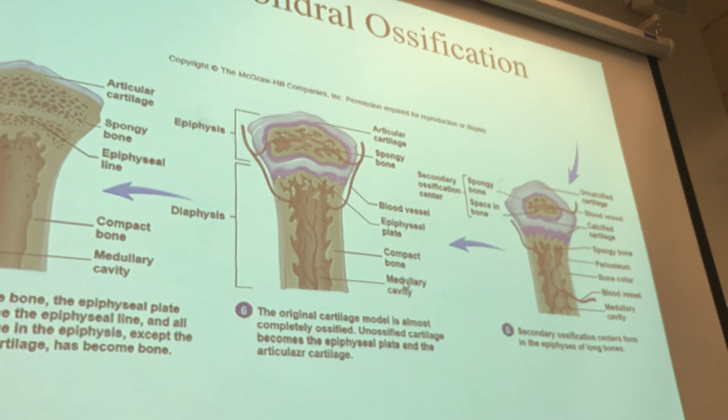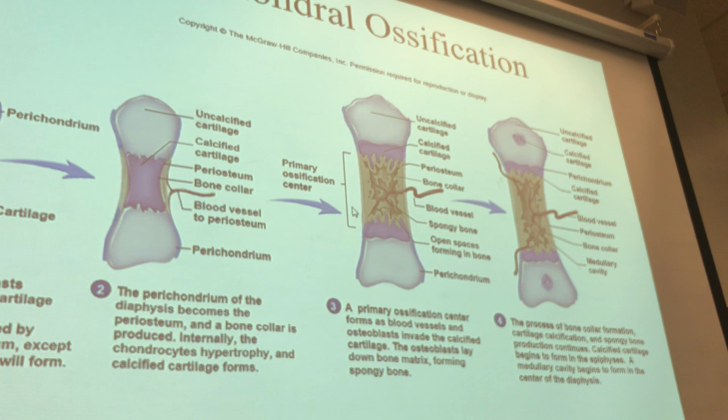And what happens, right? The primary ossification center occurs in the middle of the shaft or diaphysis, and it spreads upwards and downwards towards the ends. At the ends, though, it stops, right? So it migrates up here this way, and then it stops.